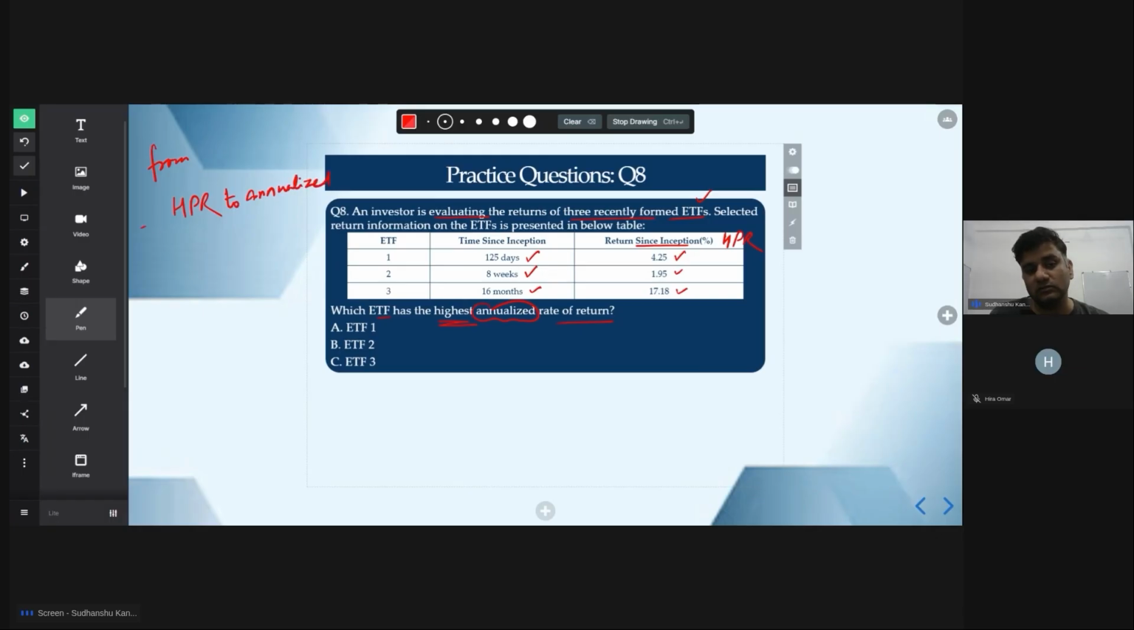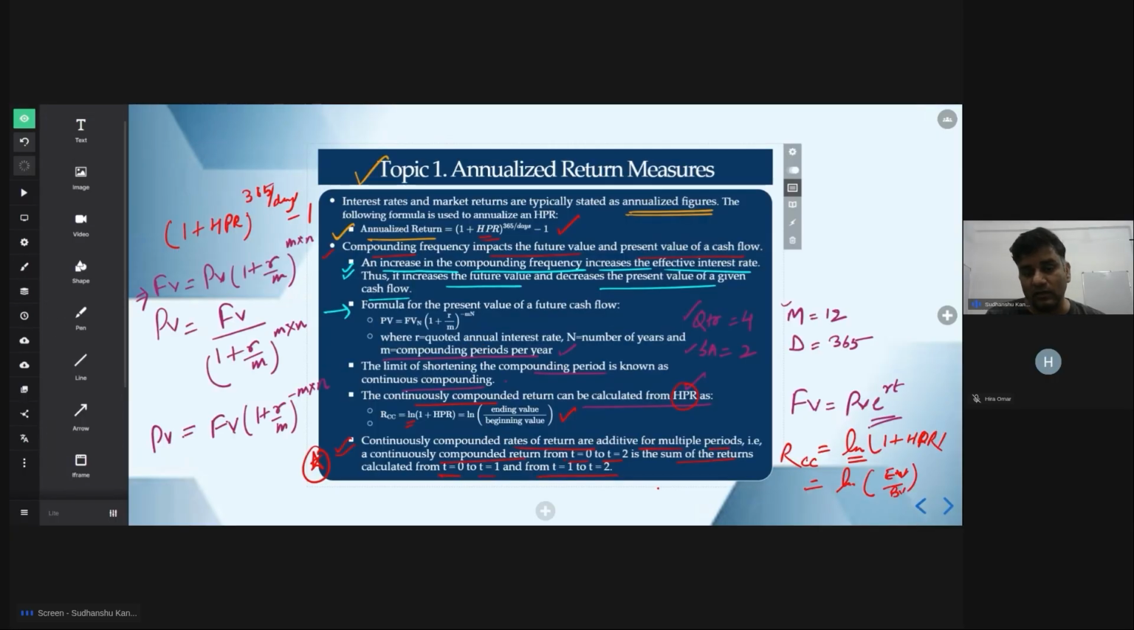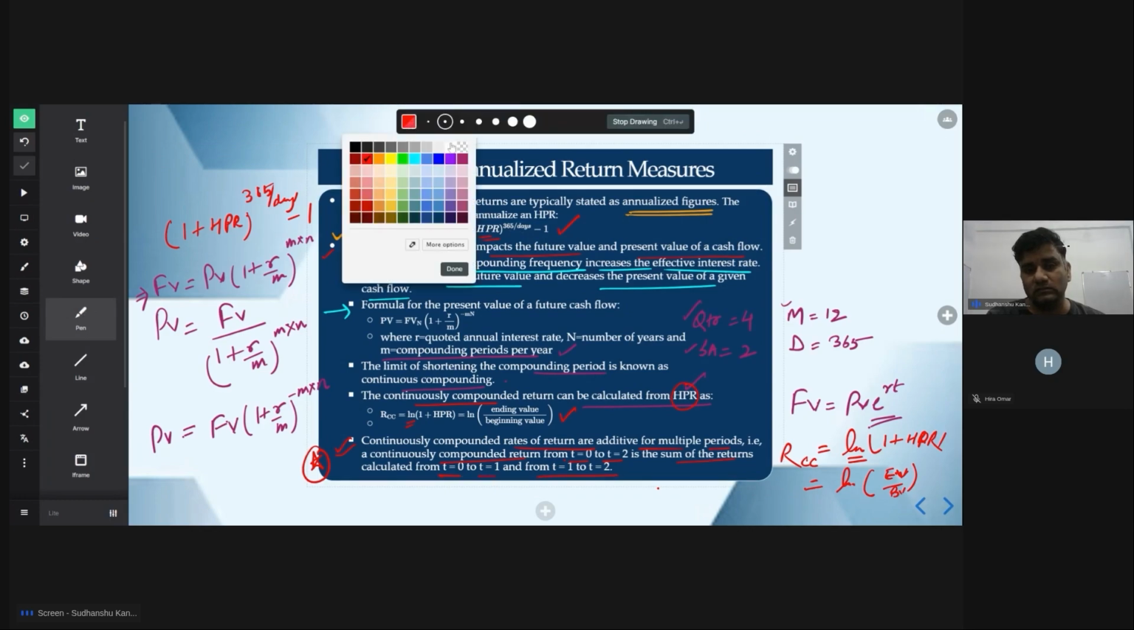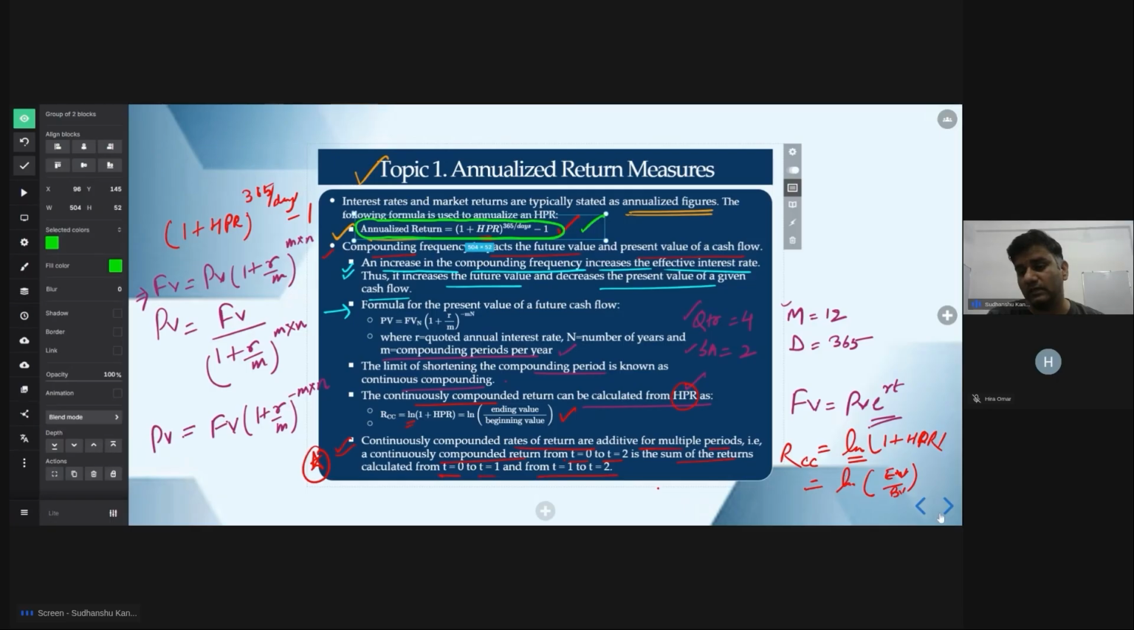Before we even start the question, we need to understand what exactly the examiner wants us to do. The examiner wants us to move from HPR to annualized. So let's go back and see whether we have seen any formula from HPR to annualized. Yes, this was the one: 1 plus HPR to the power 365 by days, minus 1. The first formula, the top formula. So this is the formula we have, and we can use it. HPR is given, so it becomes 365 by days minus 1.